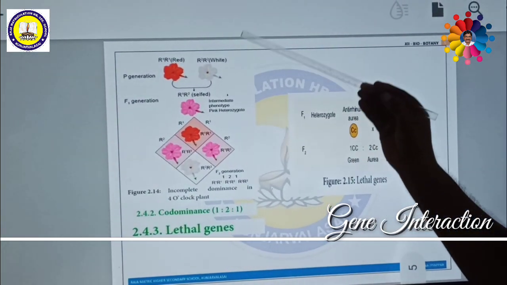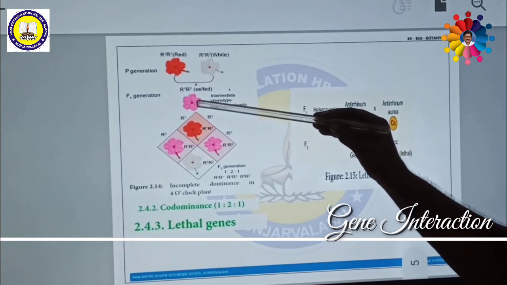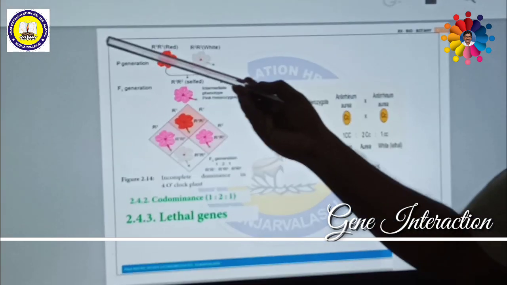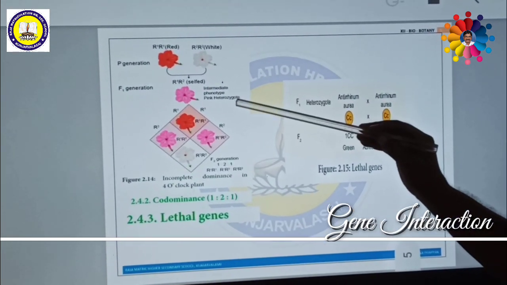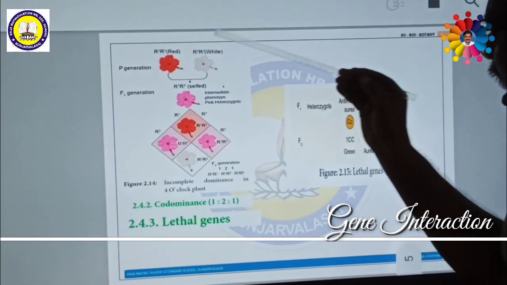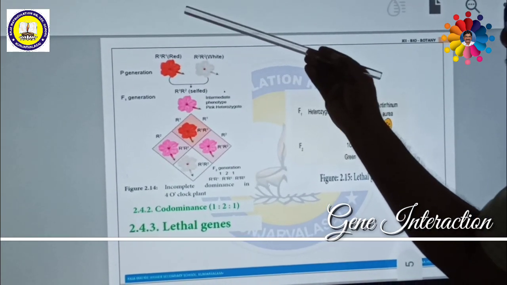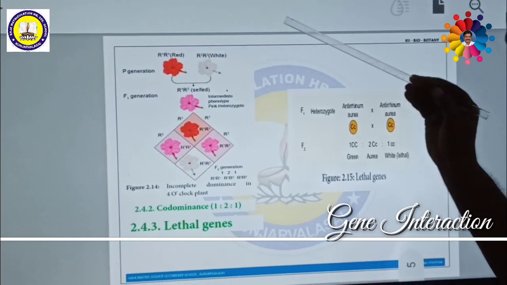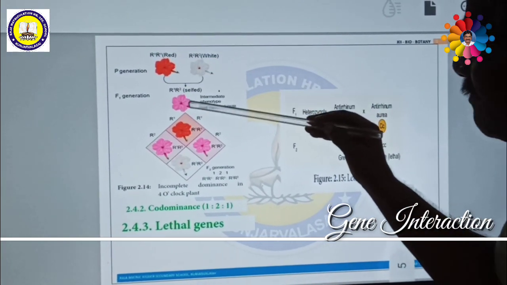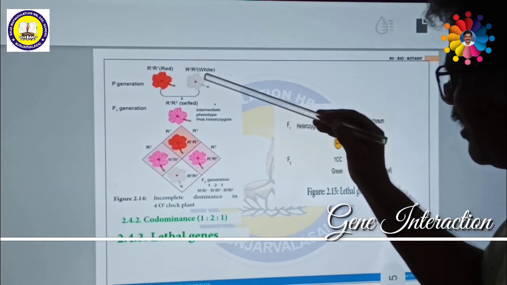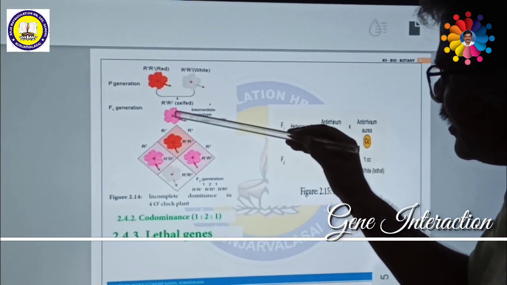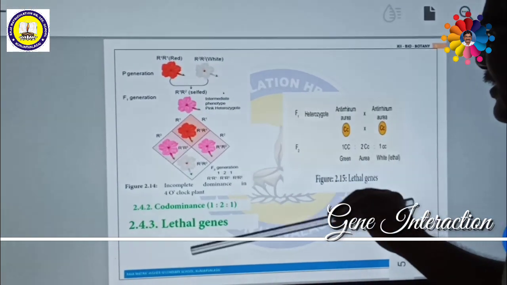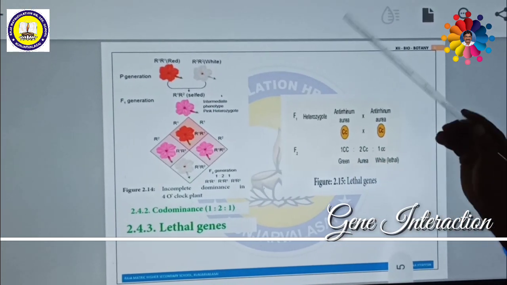That means neither of the parents will appear in the F1 generation. In the previous occasion we have seen that either the male parent or the female parent will appear, that will be the dominant character. But here neither of the parents appears in the F1 generation. These are mingled together. That is codominance. So this phenomenon is called codominance.